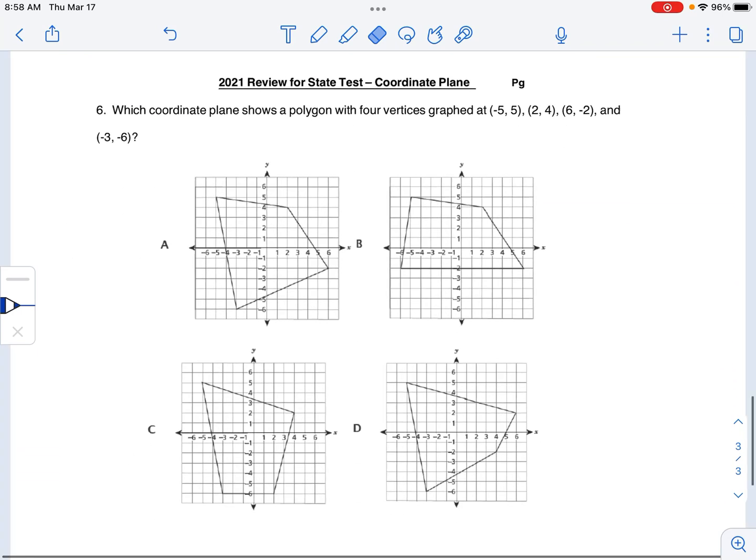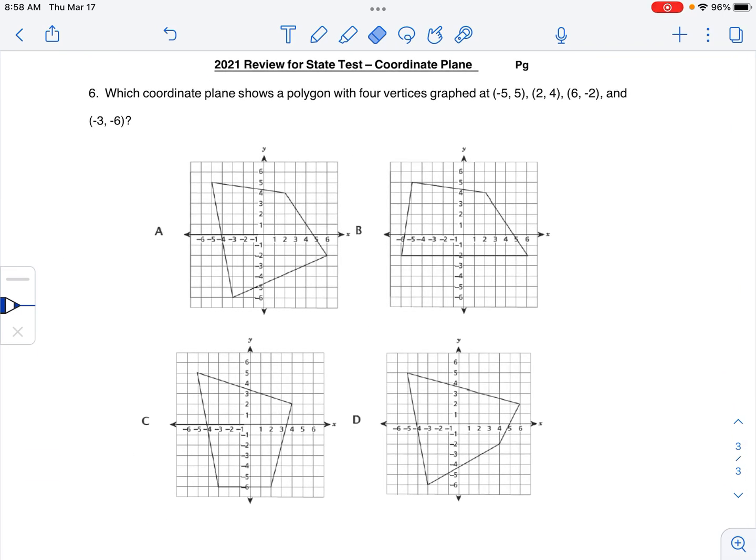All right, let's go to number 6 here. We're going to plot all of these points. We want to know which of these polygons is created when we plot all 4 points. So let's start with the negative 5, 5. Negative 5, 5 means we're going to go left 5 and up 5 from the origin. All right, that's this point. In option B, 5 to the left, 5 up is this point. Option C, 5 to the left, 5 up would be this point. Option D, 5 to the left, 5 up is this point. So they all have the same first coordinate here, negative 5, 5.